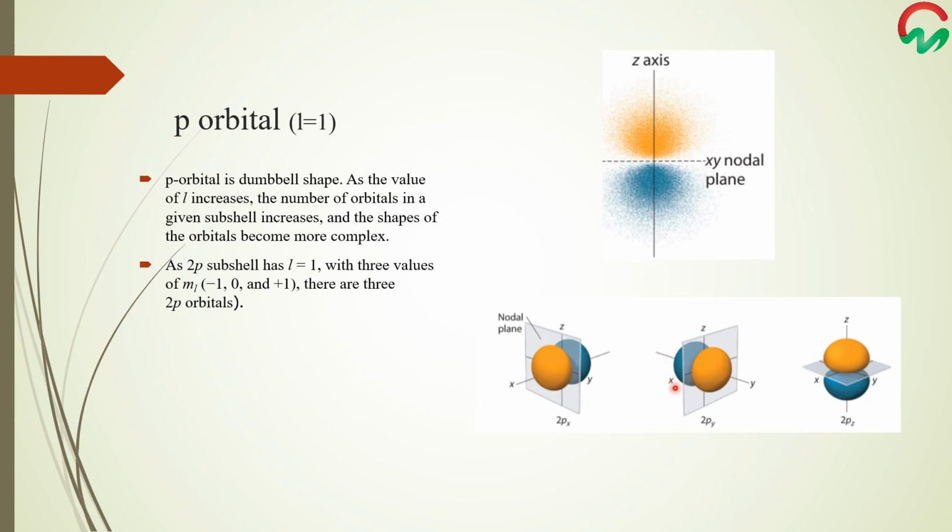So each orbital is oriented along the axis indicated by the subscript, with a nodal plane perpendicular to the axis which bisects the 2p orbital, as you can see in this figure.